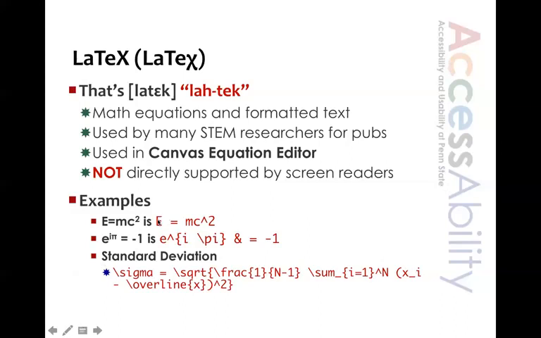So this is E equals MC squared, MC caret 2. This is e to the i pi equals -1. So again, e caret. Then you have a lot of curly brackets. And then this is the sigma standard deviation equation I was trying to replicate. If you see a lot of curly brackets and backslashes, you're probably working with LaTeX. So this is LaTeX.